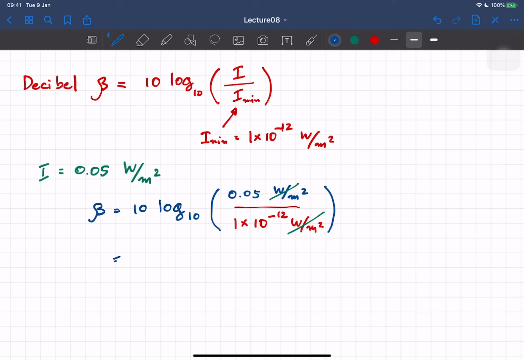So you have this number, which is 10 log base 10 of 0.05 times 10 to the 12, because it's 1 over 10 to the minus 12. And if you calculate this using your calculator, you're going to get a number which looks a little bit more manageable, which is just 107. Okay, and what do we use in terms of unit? We call it dB, decibel.